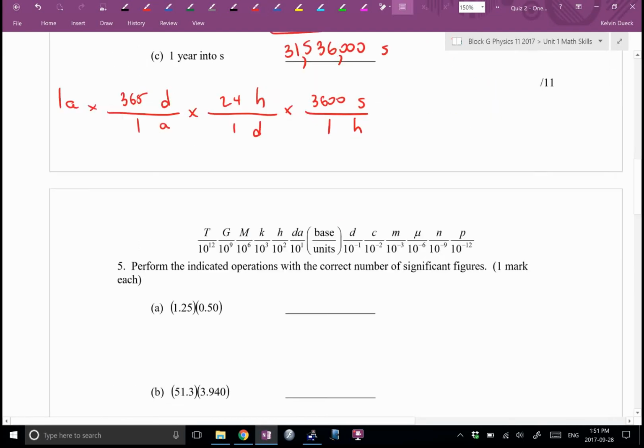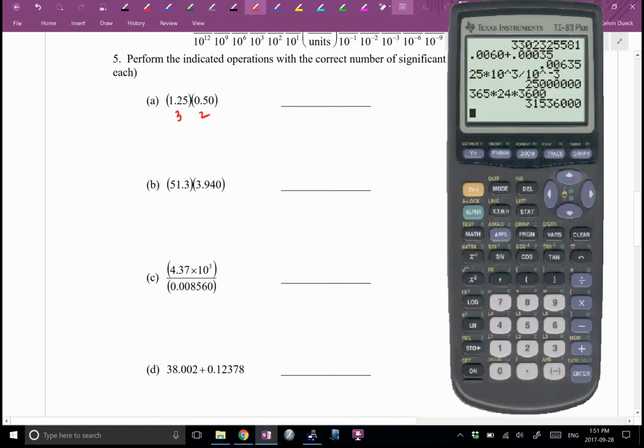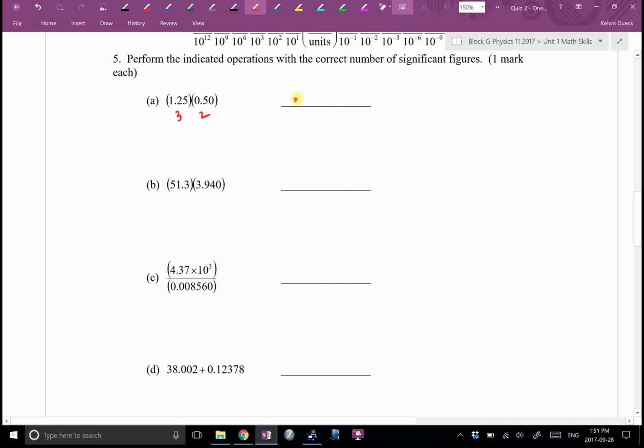Here we go. Next page over. Perform the indicated operations to the correct number of sig figs. Does it tell me to worry about scientific notation or not? Though I don't care whether you do or you don't. 3 sig figs, 2 sig figs. I'm going to go to 2 sig figs. 1.25 times 0.50. And I get to 2 sig figs, 0.63. All or nothing. Not 0.625, 0.63.